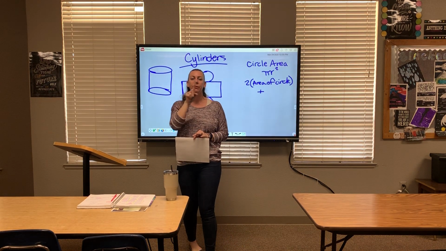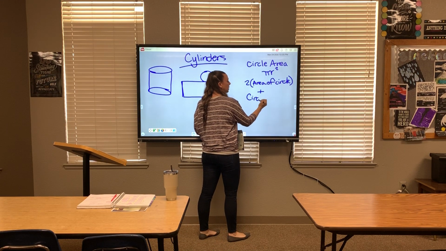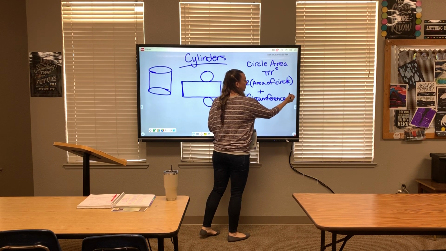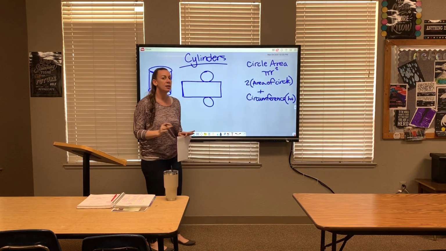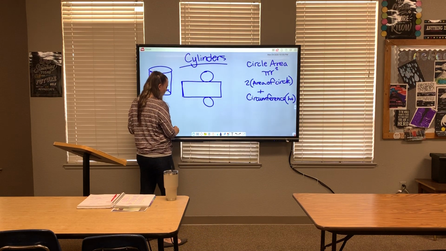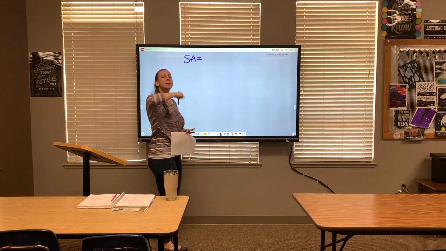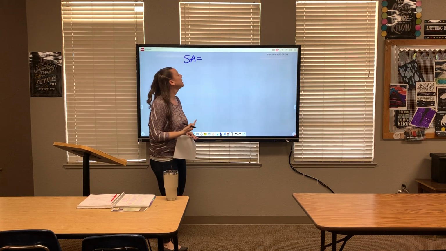Perimeter of a circle is a little bit different. So now we're working with the circumference times the height, okay? So let's go ahead and work this out. The surface area of a prism is 2 times the base area plus the perimeter of the base times the height.